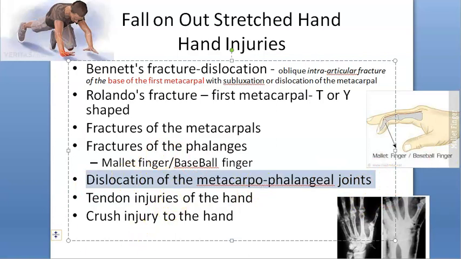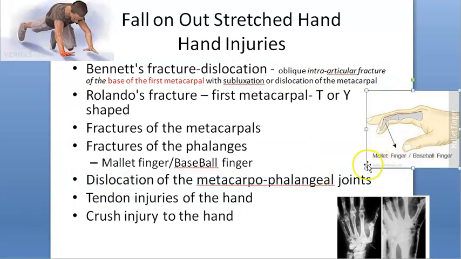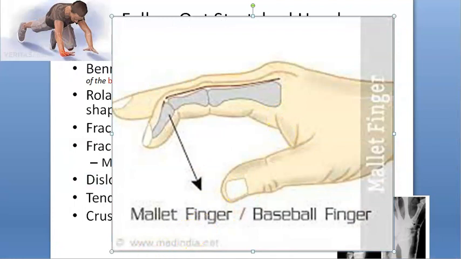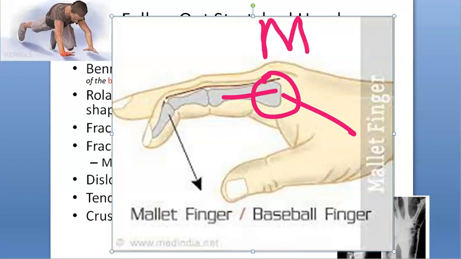Dislocation of the metacarpophalangeal joint. So there can be dislocation of this joint, obviously, the metacarpal and the phalanx joint. Where is the phalanx? The phalanx is here. Okay, this is the metacarpal and this is the phalanx. So this joint, metacarpophalangeal joint, MP joint, if they say MP joint, actually M and P is on the side, okay, MP joint. So this MP joint can get dislocated.